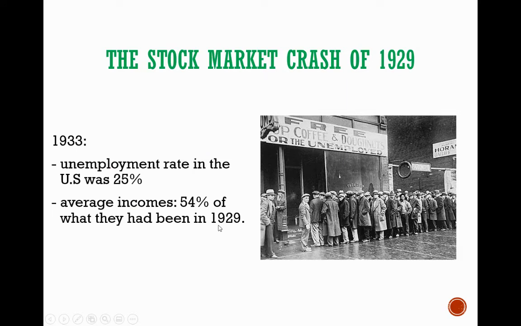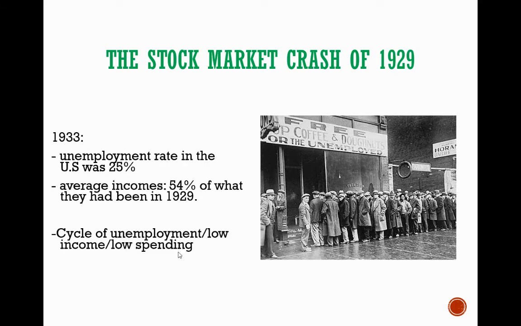In 1933, the unemployment rate in the US was 25%. So 1 out of 4 people had no job, and their average incomes dropped. They were cut in half. So basically, whatever amount of money people were making in the 1920s, it dropped by 50%. And so this led to this cycle of unemployment and low income and low spending.